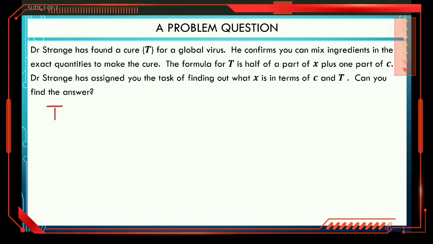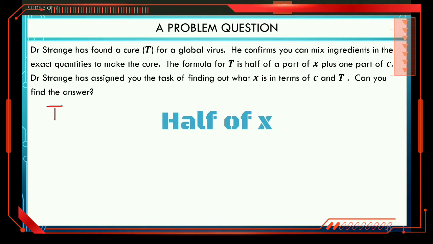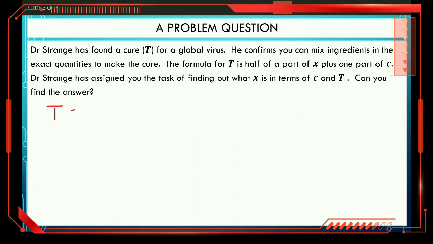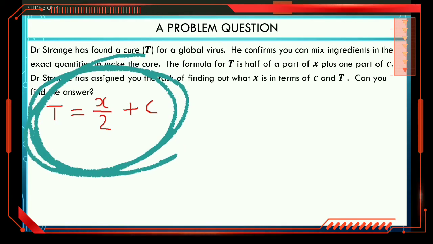If we read on, the formula for T is half of a part of X. Okay, so the formula for T, so T equals half of X. So I can just write X over 2, because X divided by 2 is half of X, plus, and then it says plus 1 part of C. So 1 part of C is just 1C, or I can just write C. And you can see now that we actually have a formula from that information.